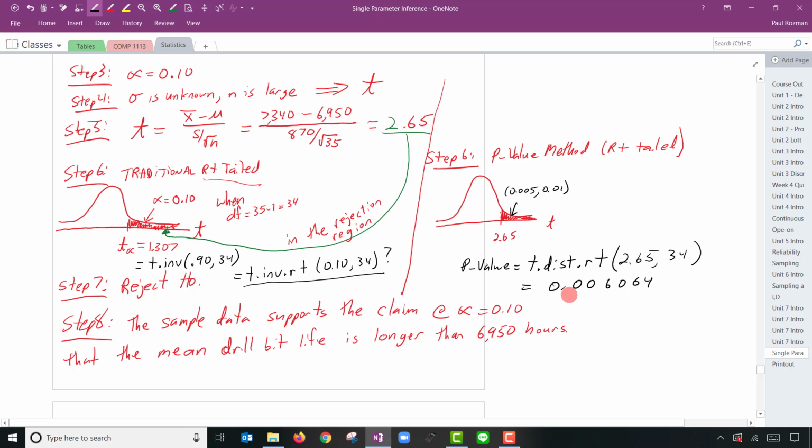The nice thing is, being in that range means that you are smaller than alpha, even if you don't know what it is. Alpha was 10%, so we know that we're under 10%, even if we don't know exactly what it is. So our conclusion is p-value is under alpha, so we reject our null hypothesis. And then we can write our conclusion just as we did. So personally, I prefer the p-value method.